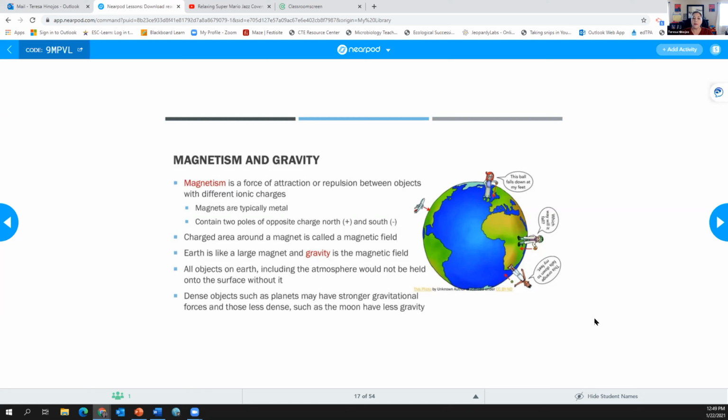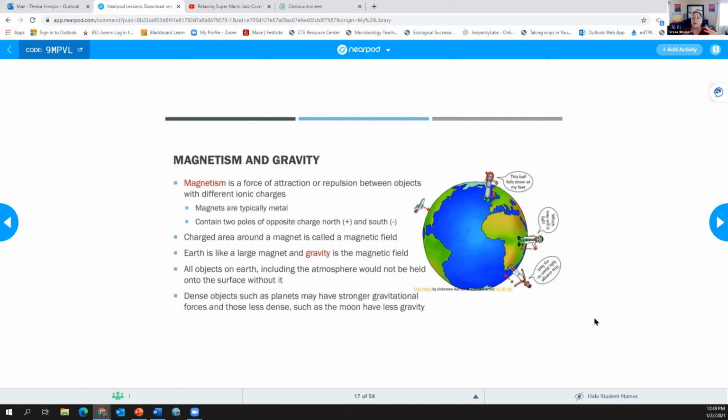All objects on Earth, including the atmosphere, which is the air and everything in there, wouldn't be held onto the surface without it. Gravity is what keeps all those things in place. We talked about gravity and how everything has gravity, regardless of what the object is or the size of the object. But we do know that the more dense an object is, the stronger its gravitational pull.